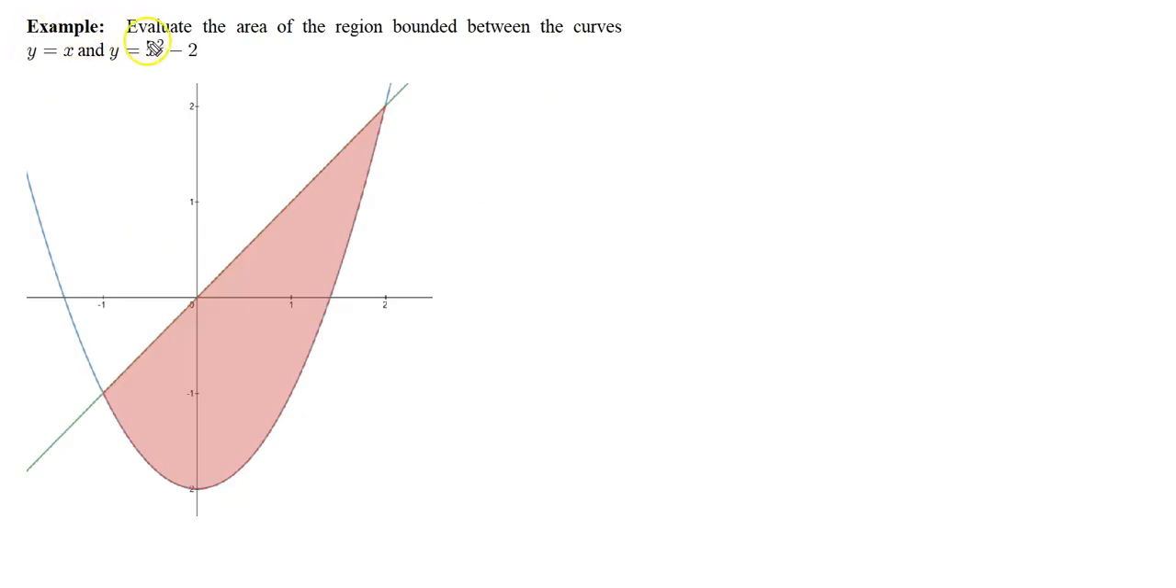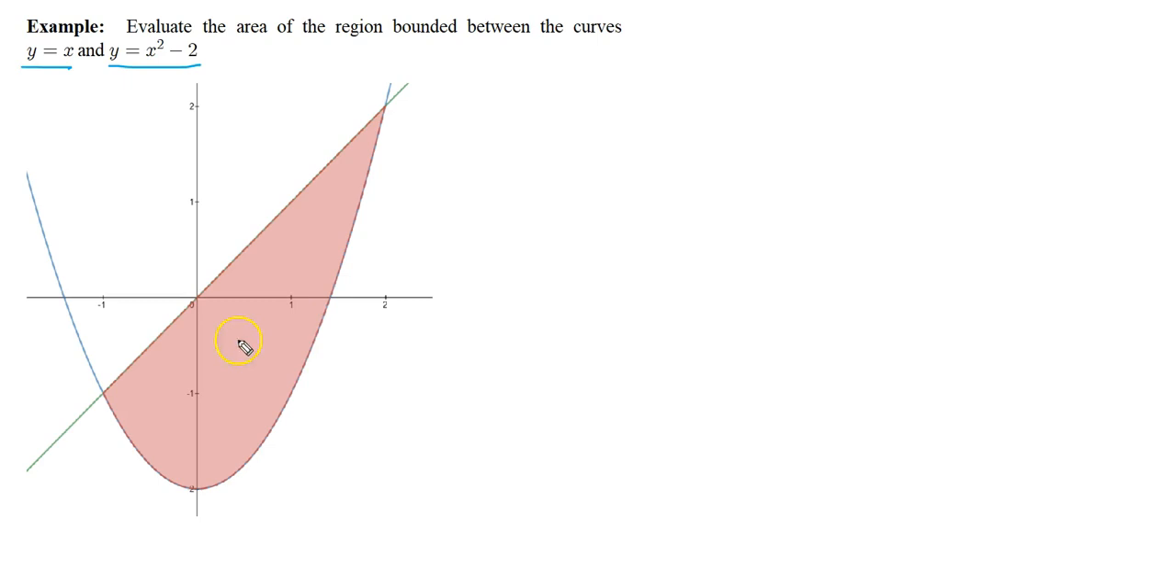Now for this example, we want to evaluate the area of the region bounded between these two curves, y equals x and y equals x squared minus 2. The first thing you want to do for these problems is graph your two functions, determine the interval over which you need to integrate, and also determine which function is the larger function.